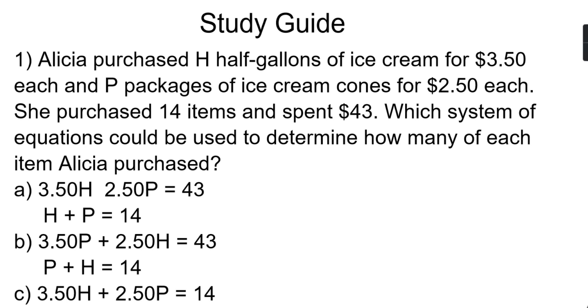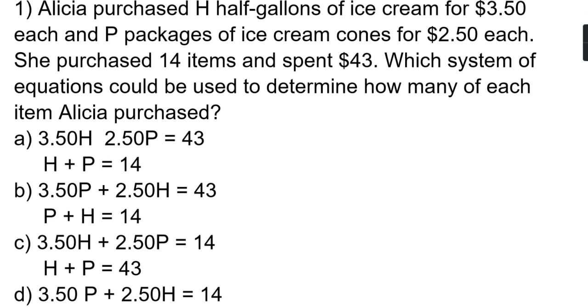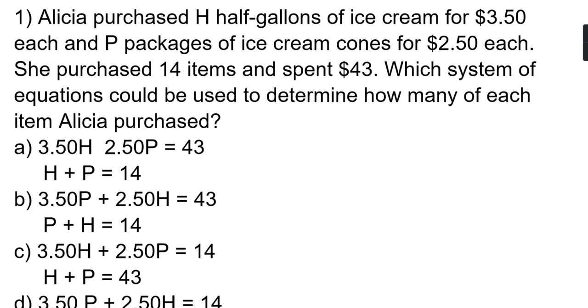Alicia purchased 8 half-gallons of ice cream for $3.50 each, and P packages of ice cream cones for $2.50 each. She purchased 14 items and spent $43. Which system of equations could be used to determine how many of each item Alicia purchased? So we need to come up with 2 equations for this scenario, and we do have options, right? A, B, C, and D. And let's look at what's going on in the scenario and match it to the correct one.